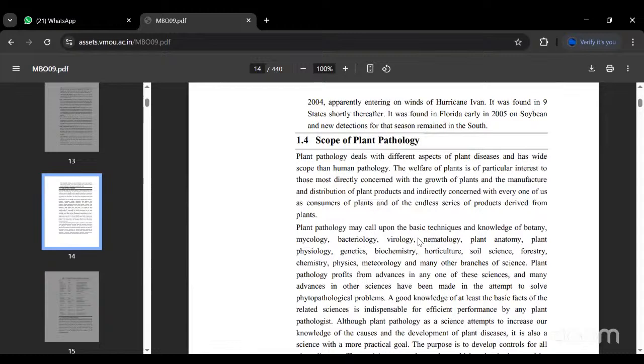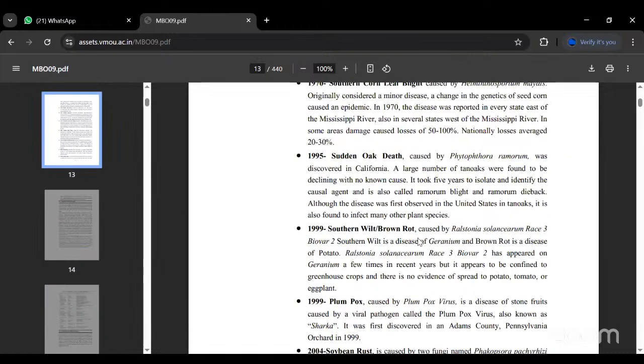In the 1990s, in 1995, sudden oak death, caused by Phytophthora ramorum, was discovered in California. A large number of tanoaks were found to be declining. It took 5 years to isolate and identify the causal agent, and the disease is also called ramorum blight and ramorum dieback.